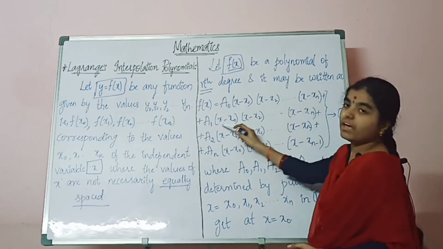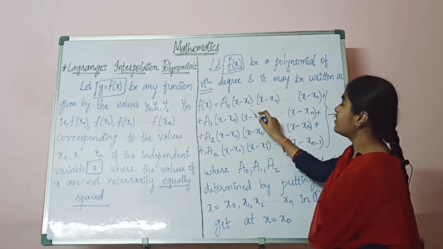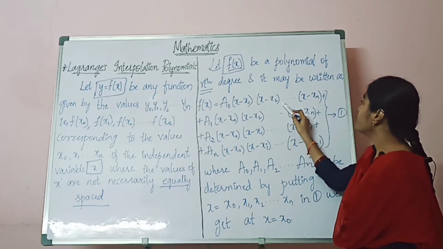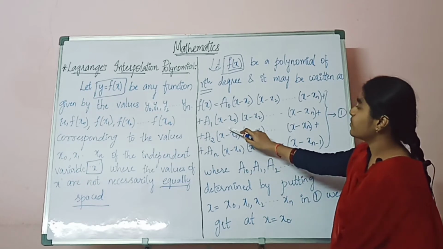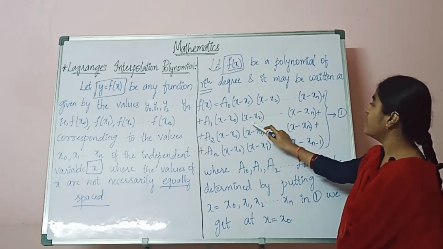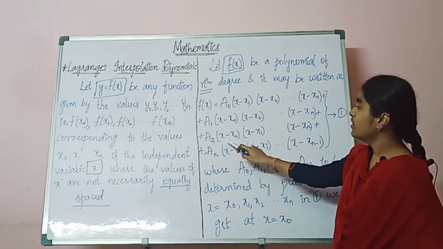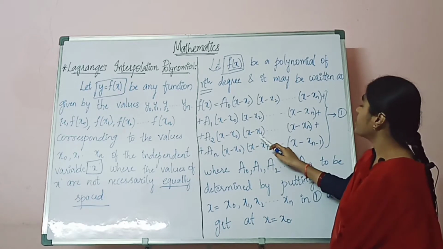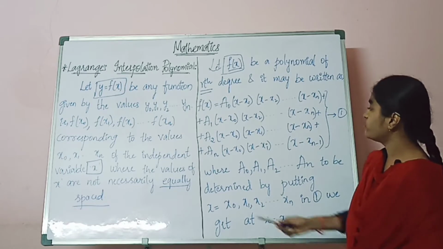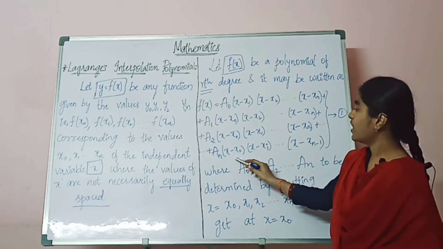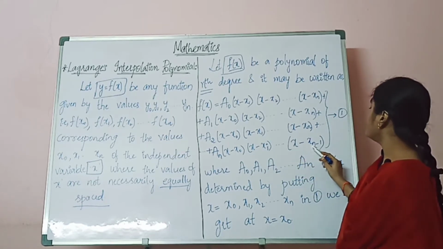It may be written as f of x equals a0 into (x minus x1) into (x minus x2), and so on up to (x minus xn), plus a1 into (x minus x0) into (x minus x2), and so on up to (x minus xn), plus a2 into (x minus x0) into (x minus x1), and so on up to (x minus xn), plus, and so on, up to an into (x minus x0) into (x minus x1), and so on up to (x minus xn minus 1).